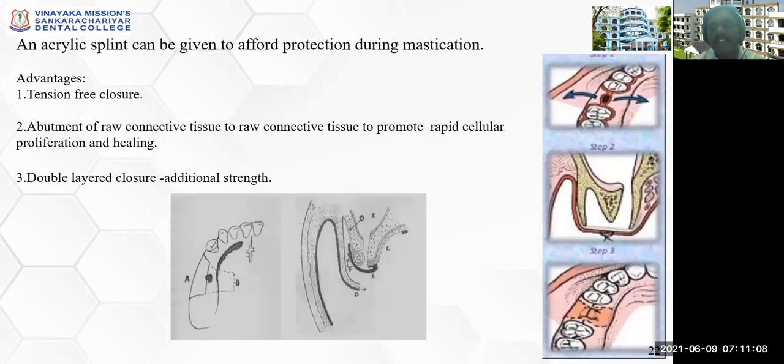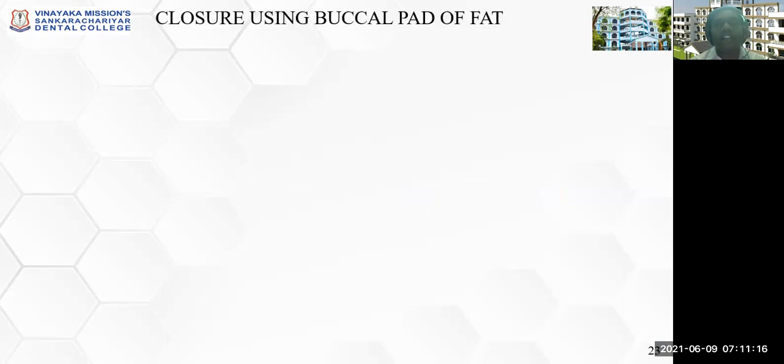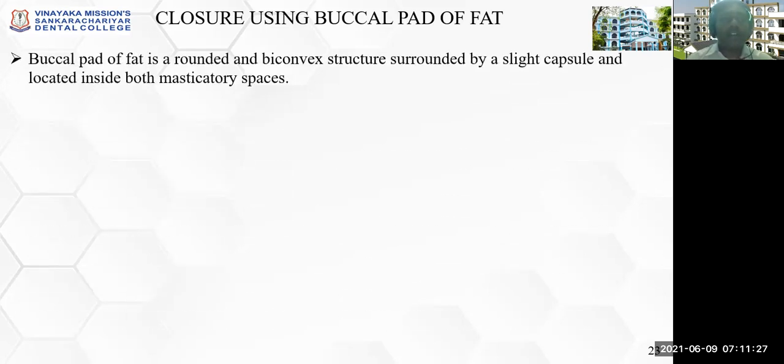So you can see in the pictures there how a double layer closure is done. Both the flaps are rotated, kept and sutured together. And coming to the next technique, we saw about the buccal flap, palatal flap, and its combination. Now we are coming to the next technique. We can use a buccal pad of fat for closure of oroventral fistula.